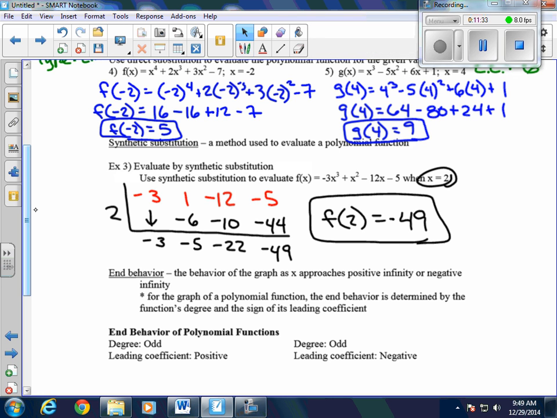So again, here is the number that you put in. Here is the number that you get out for an answer. All right, so we're always adding vertically, and you're always going to multiply the number down here by 2, or the number out front. So that's what we're going to be looking at when we do synthetic substitution.